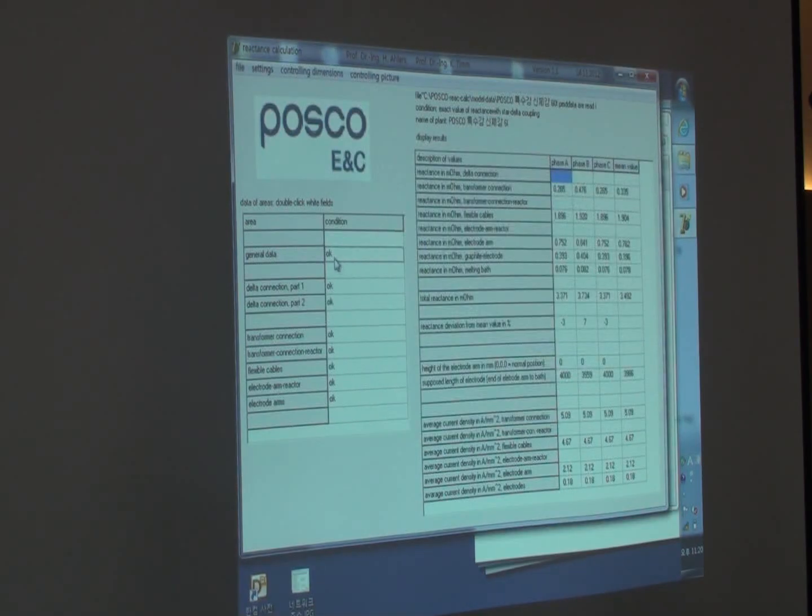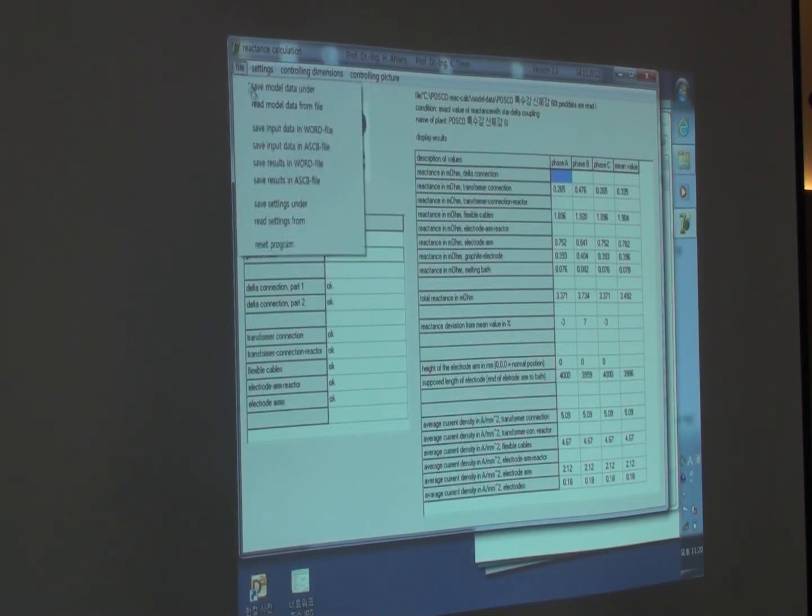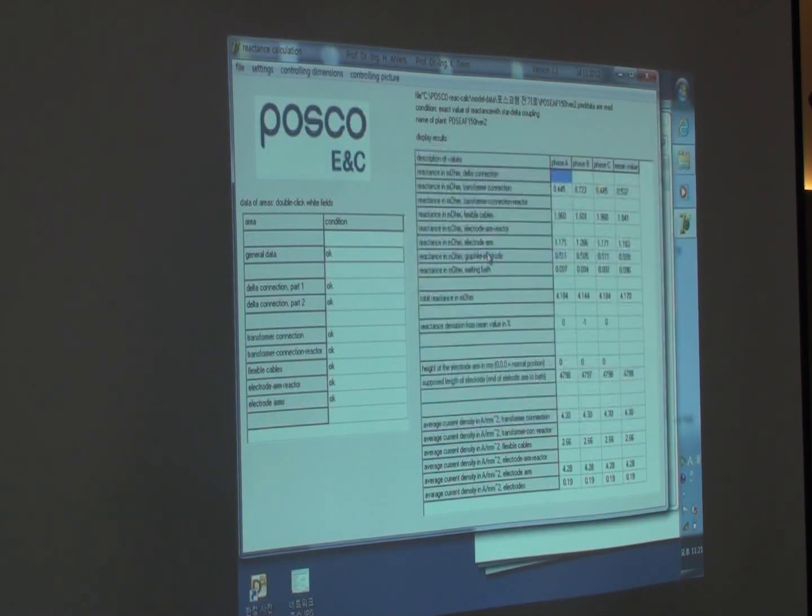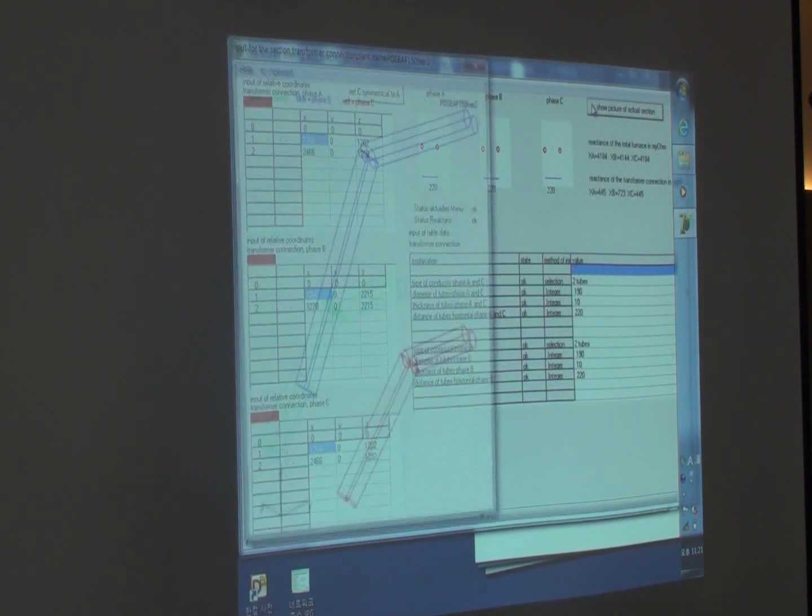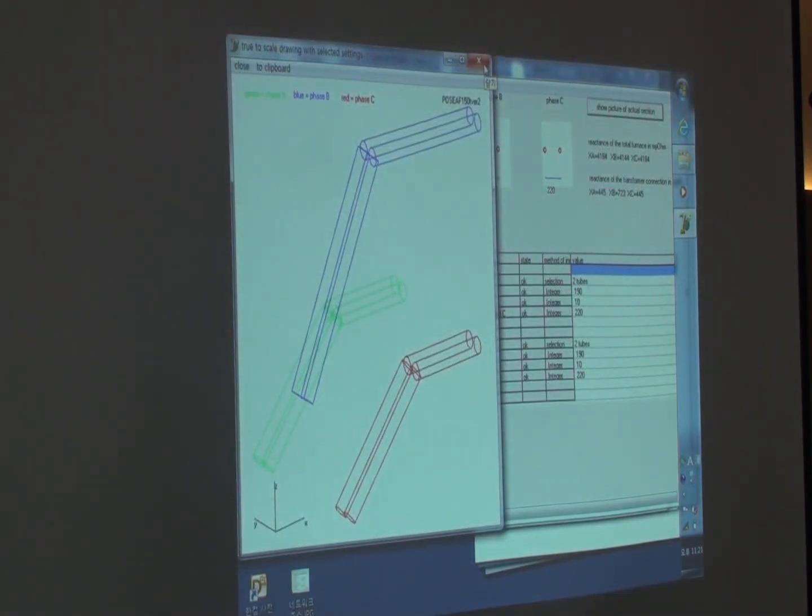You can make an additional transformer connection. You make an additional reactance on the secondary side. No.